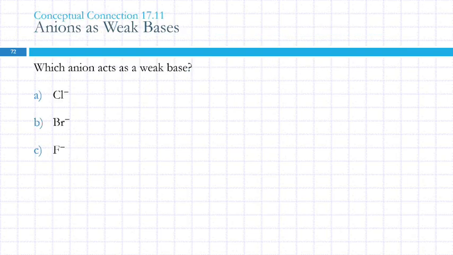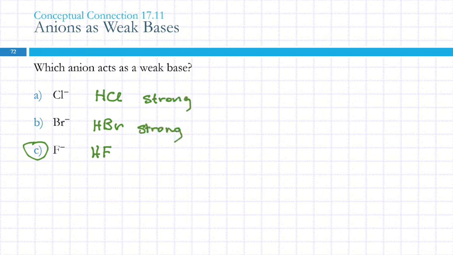Which anion acts as a weak base? C. Yeah, it's C. What are we thinking about here? Whether it's from a weak acid. Yeah, we're looking at, is this the anion from a weak acid or a strong acid? So this would be coming from HCl. This is coming from HBr. This is coming from HF. This one's strong. This one's strong. Not strong.